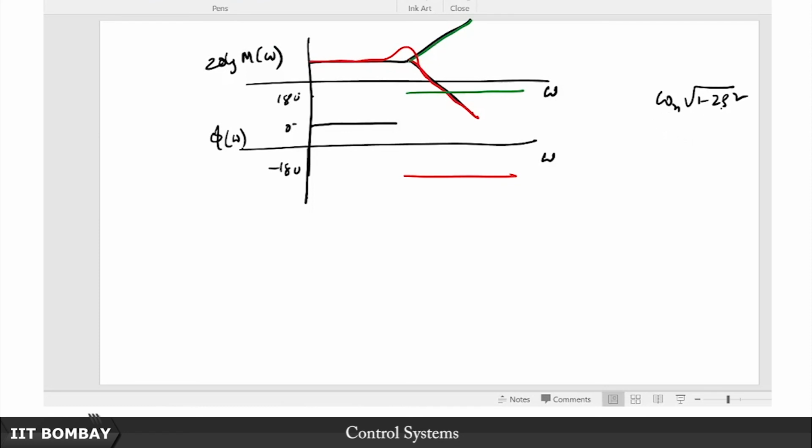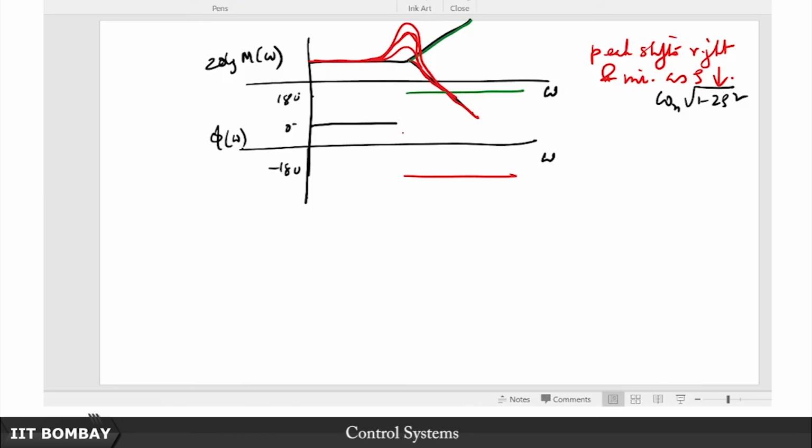Then as you keep decreasing zeta, this omega n times square root of 1 minus 2 zeta squared shifts to the right. So, not only does this magnitude increase, but as you keep decreasing zeta, it will take on some shape like this, of course not as bad as I have drawn it here, something like this. So, the peak shifts right and increases as zeta decreases. So, that is what we have seen here.